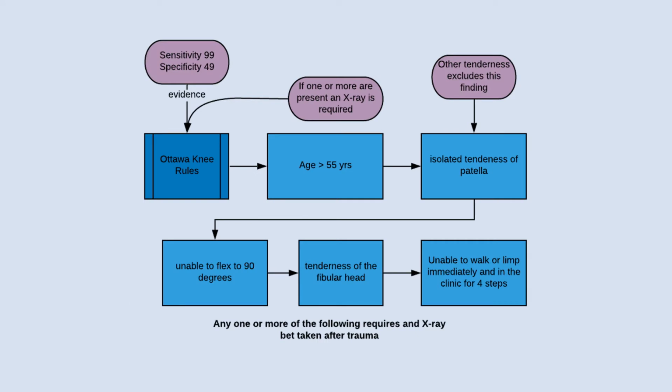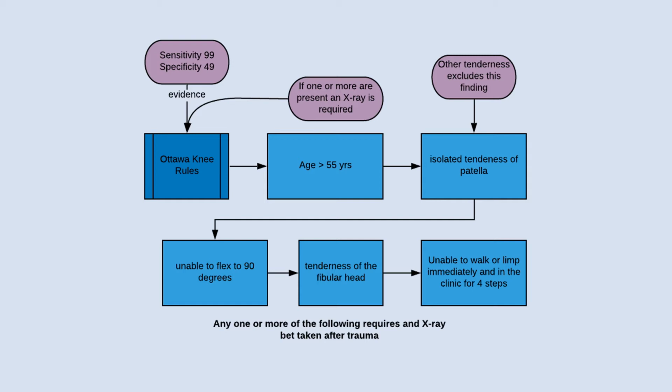The Ottawa knee rules has almost 100% sensitivity, but only about 50% specificity. So it's not great for making an accurate diagnosis or even including fractures, but it is excellent at excluding them. That is, if all the rules are obeyed, the chances of a fracture being present are extremely small and no x-ray is required. But if even one of the rules is breached, then an x-ray is necessary. In this case, the presence of tenderness of the fibular head breaches the rules, so an x-ray should be taken.